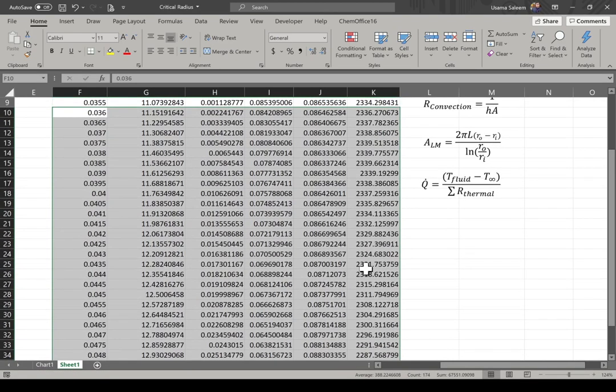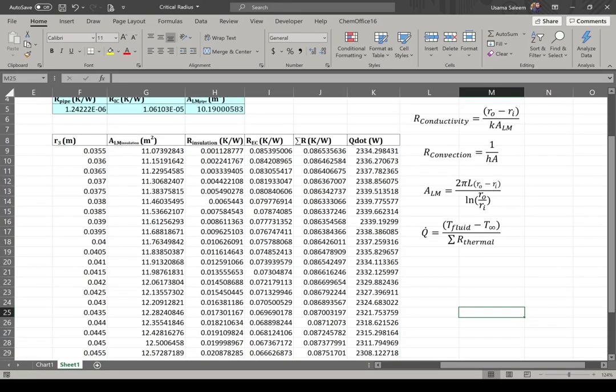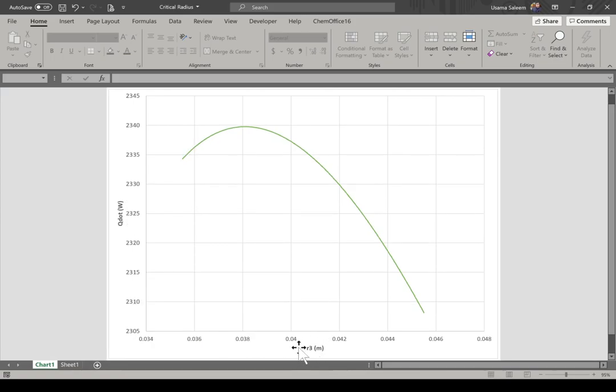Okay, so now we have more numbers, and for your convenience, I've already added a chart. On the horizontal axis I have R3, the outermost radius, and on the vertical axis I have the rate of heat transfer. So you can see there's a stationary point, there's a maximum. At a radius of 0.038, you get a maximum rate of heat transfer. So that right here is your critical radius. Okay, this value right here.